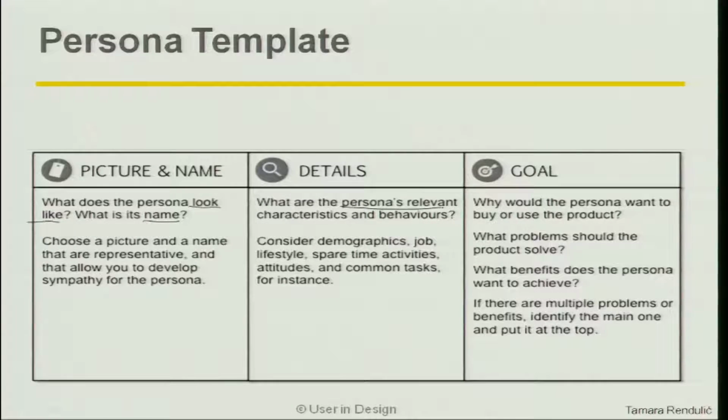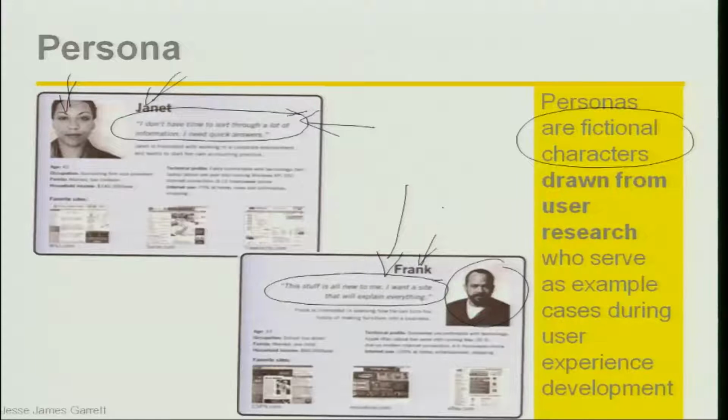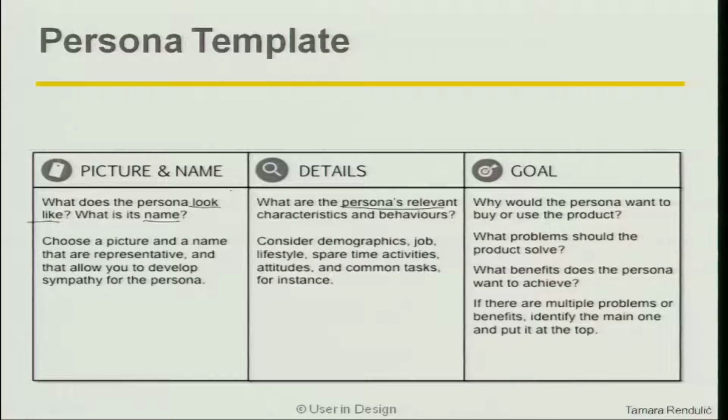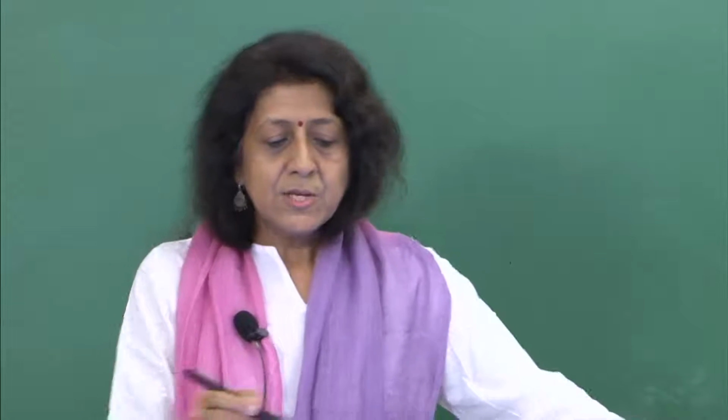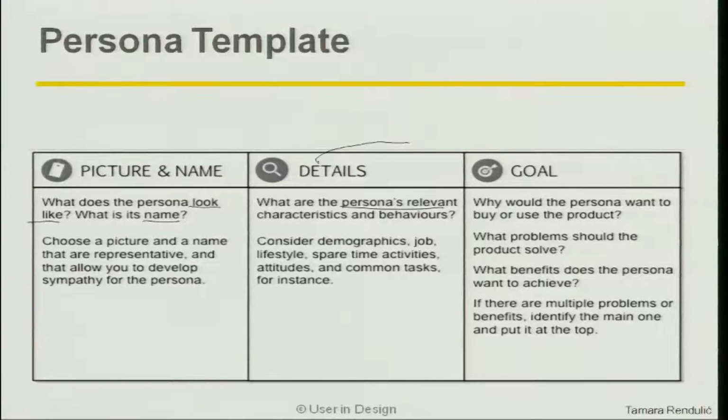Then what are some of the details? What are the persona's relevant characteristics and behaviors? And some of these are written over here, their age, etc., their situation, and I will explain these to you in successive personas. Then consider demographics, job, lifestyle, spare time activities, attitudes, and common tasks, for instance. So you're just giving a little bit of background information about this person. The minute I told you Janet is 42, Frank is 35, you kind of started connecting certain dots in your head, right? So those are the kind of details you would put in.